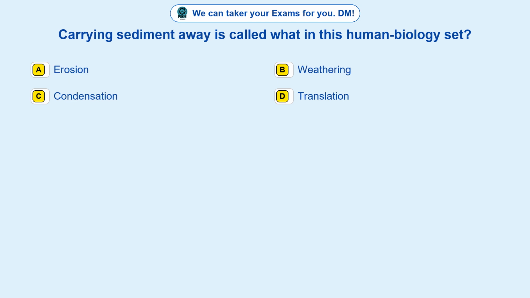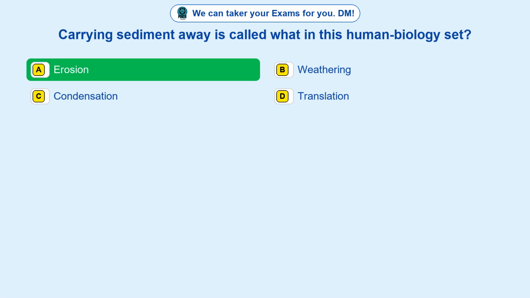Question 82. Carrying sediment away is called what in this human biology set? Option A, erosion. Option B, weathering. Option C, condensation. Option D, translation. The correct answer is option A, erosion.